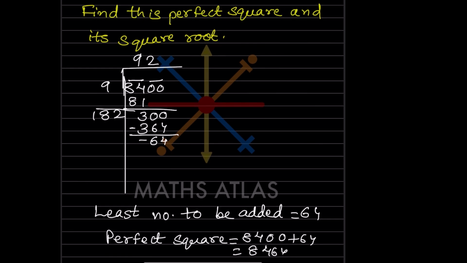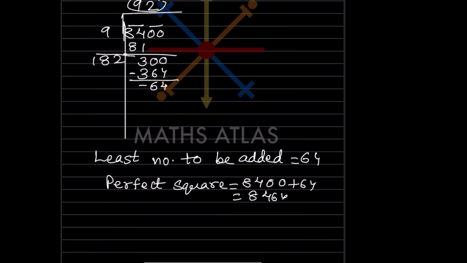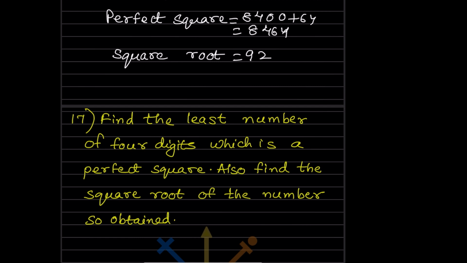They ask for the perfect square as well as the square root. So now what is the square root? The square root is 92. After adding that, the square root is going to be 92. So you will write here the square root is equal to 92. Here you will write 64. Okay, now let us go for the next one.